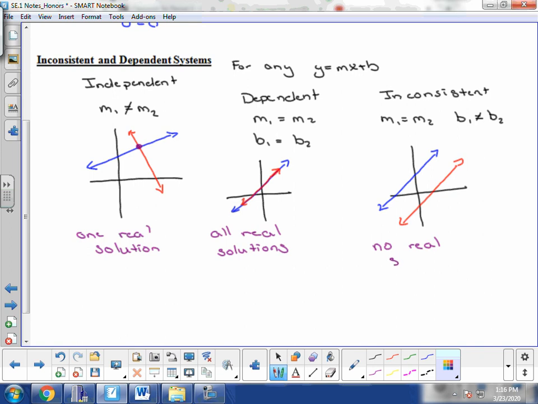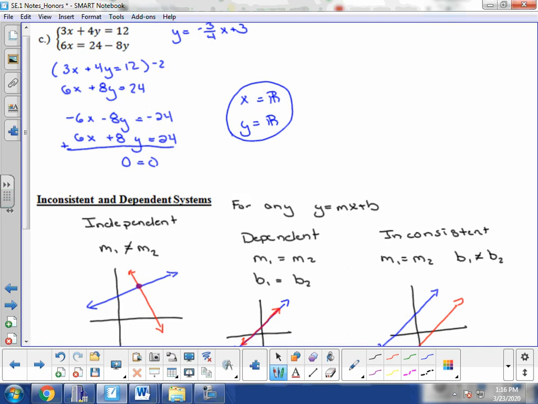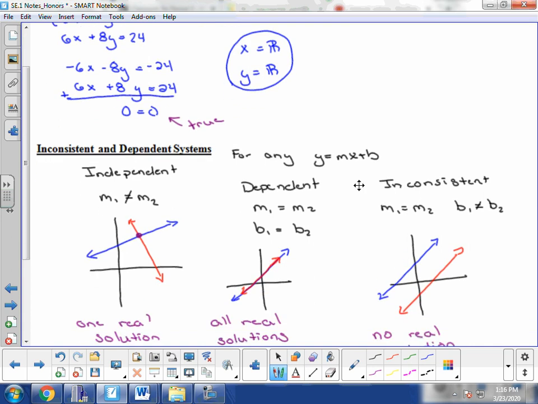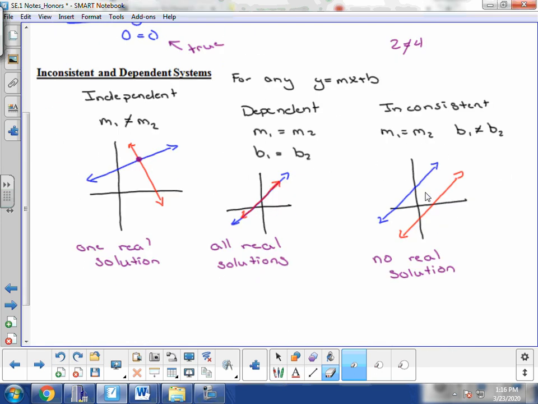So, like when we solved problem number 3, we came up to a statement that was true. And so this would be a dependent system. It has all real solutions. If we came up with a statement that was not true, maybe we came up with 2 equals 4, and we know that that's not correct, 2 does not equal 4, this would be representative of an inconsistent system. So there would be no place where these two intersect. So most cases, systems have one answer that we're looking for, but in some cases they do share all real answers, and in some cases there are no solutions.